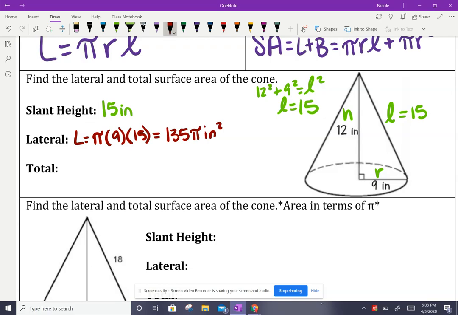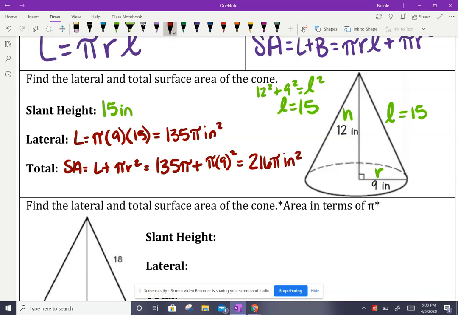And then for the total, I'm going to take lateral plus the area of the base, pi r squared. So 135 pi plus pi 9 squared. 9 squared is 81. 81 plus 135 gives me 216 pi inches squared.